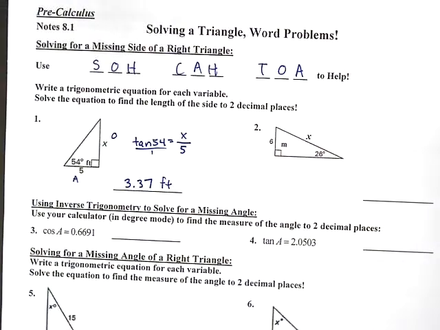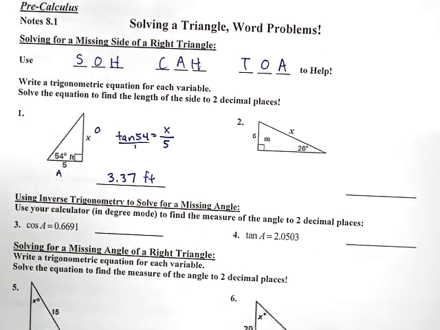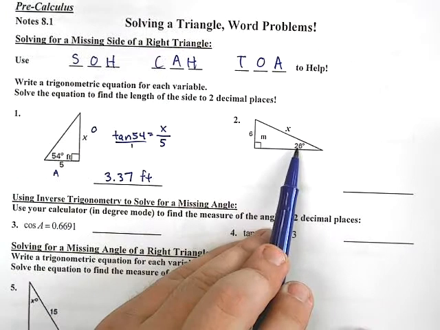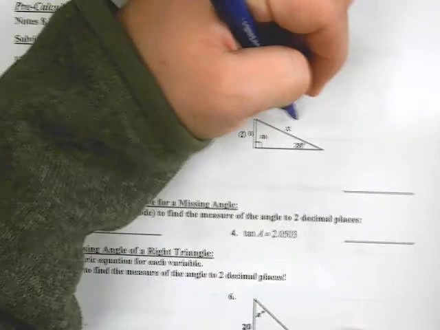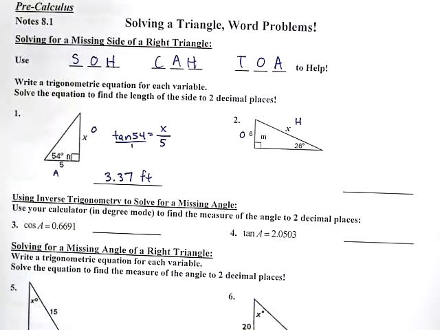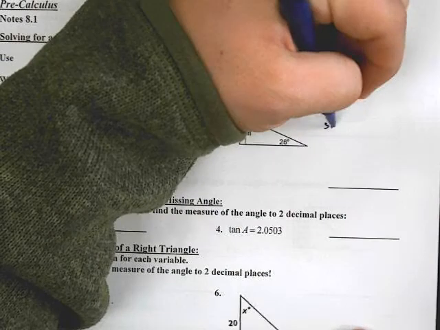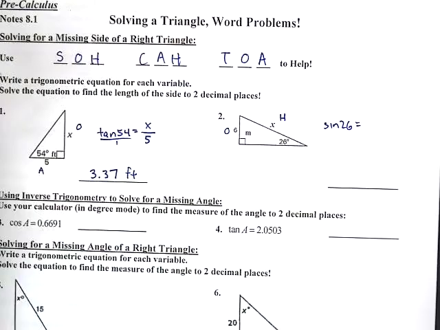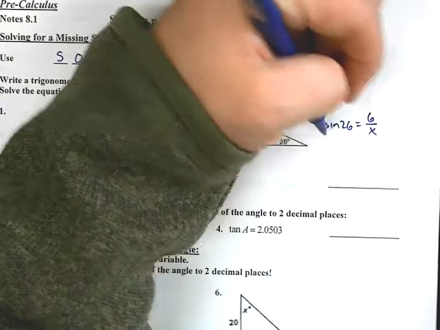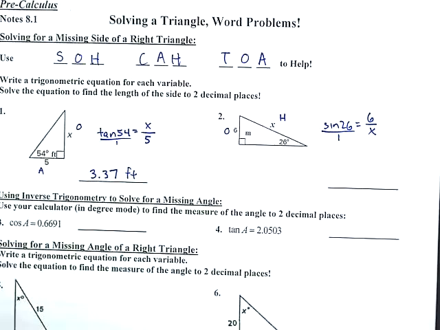Same type of deal on number 2. 26 degrees is our angle, so this is the opposite leg. This is the hypotenuse. We're looking at sine. So sine of 26 equals 6 over x. Again, we'll cross multiply. This one's not as pretty.